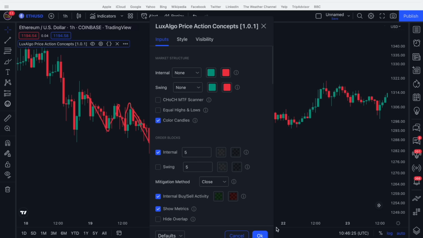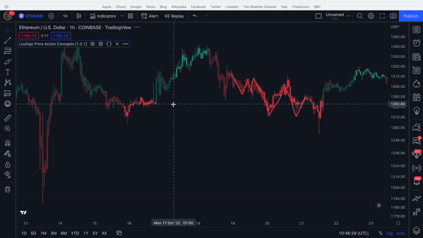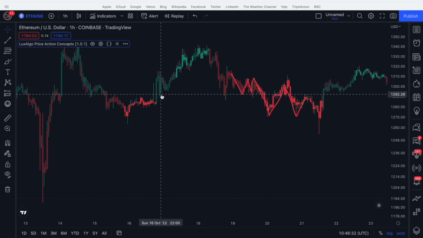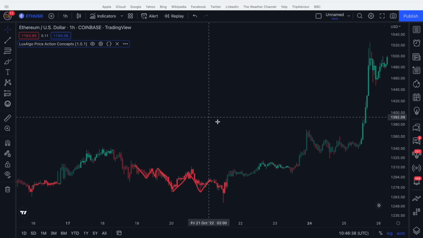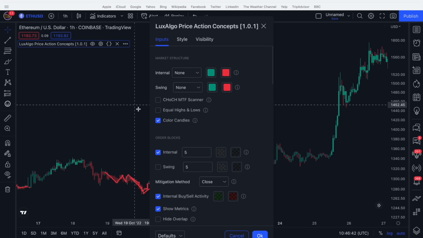So these color candles are basically based off those market structures. So I can enable them again, but when we see green candles, the market structures are starting to become bullish. When we see red candles, they're starting to become bearish. And you can see it's trend following, red for bearish, green for bullish. Very, very simple. If you like candle coloring, you'll love that feature.